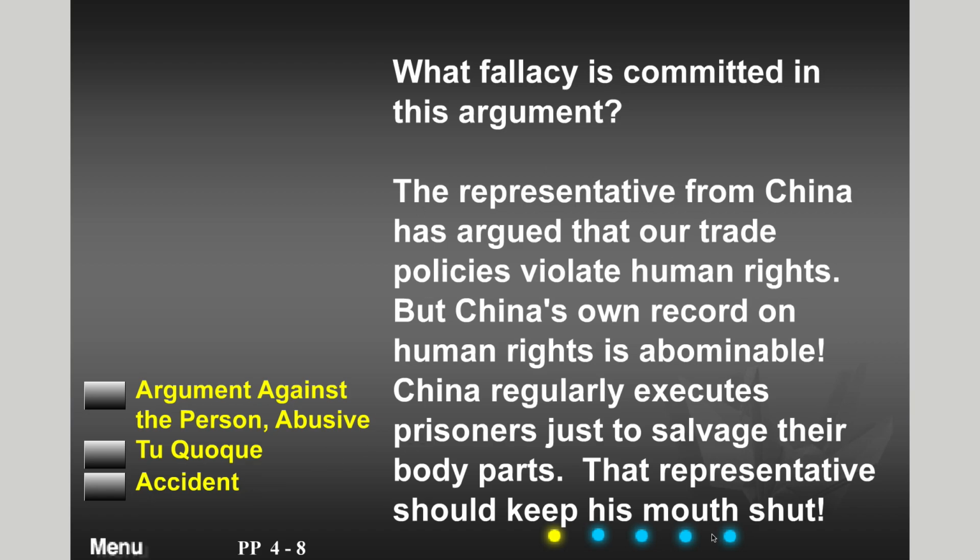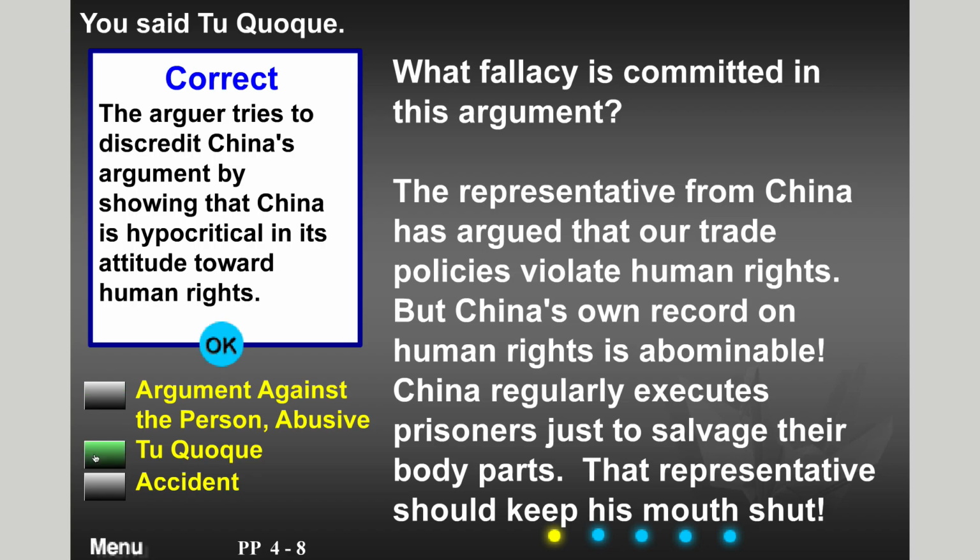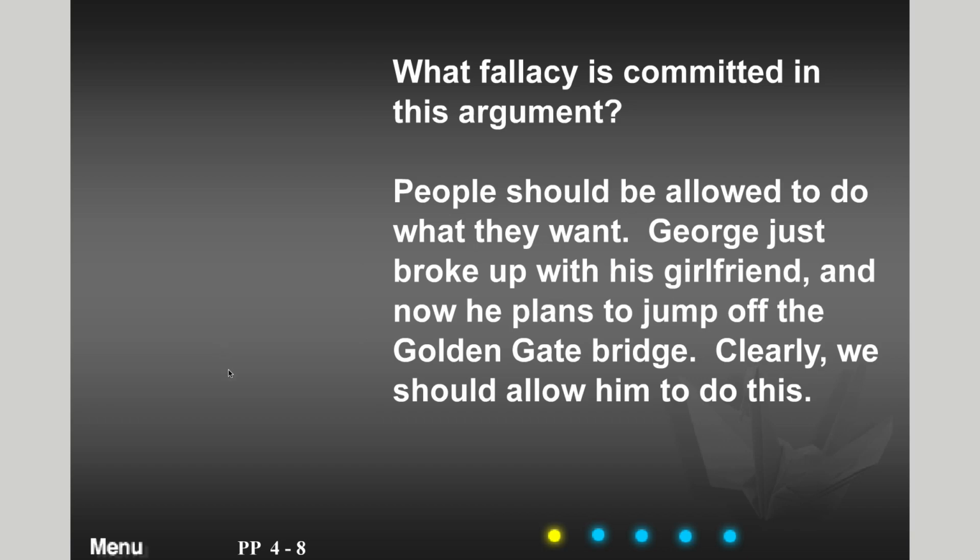We're not taking a general rule and applying it to all. And then we have to see: is it tu quoque or an argument against the person abusive? Now again, they're saying you too are doing it. But that doesn't mean that the representative of China is wrong. So we have to look at the argument itself. Okay? So it's a you too argument, right? The arguer tries to discredit China's argument by showing that China is hypocritical in its attitude towards human rights. Again, when you see something like hypocrisy, it's the tu quoque fallacy, or you too fallacy.